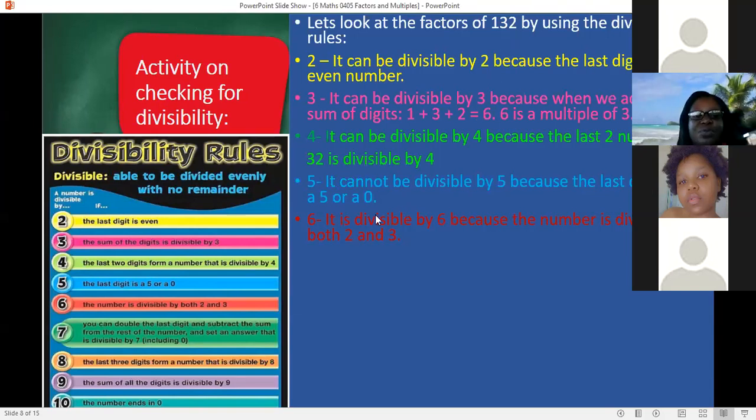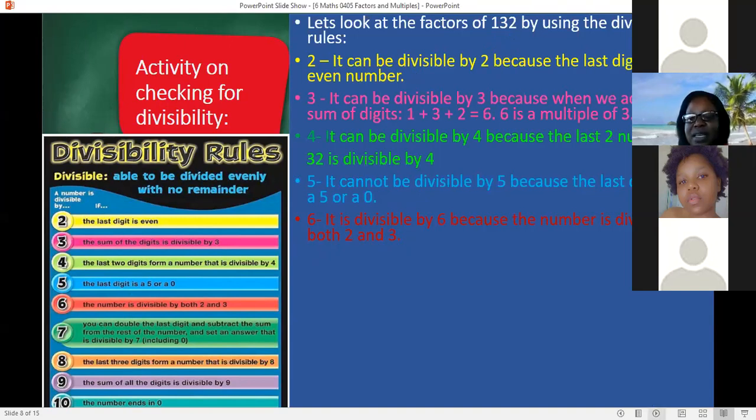And then we move on to 6. Is 6 a factor of 132? Then we come to check. The rules of divisibility say that for a number to be a factor of 6, it has to be divisible by both 2 and 3. So is it divisible by 2? Yes, it is. Is it divisible by 3? Yes, it is. So this means that 6 is a factor of 132.